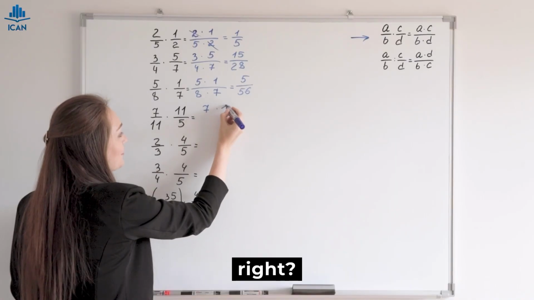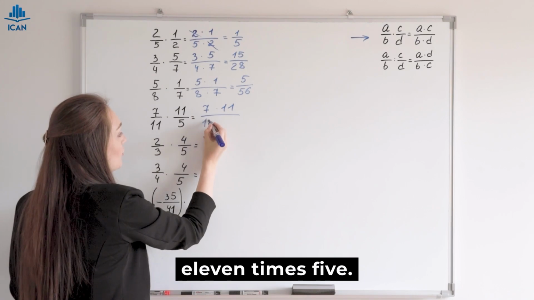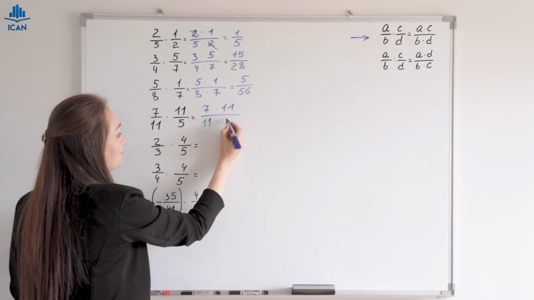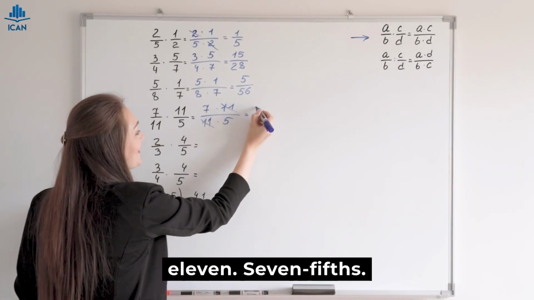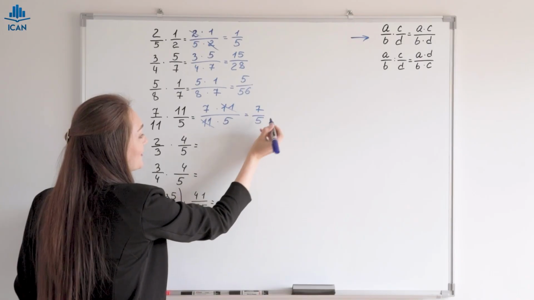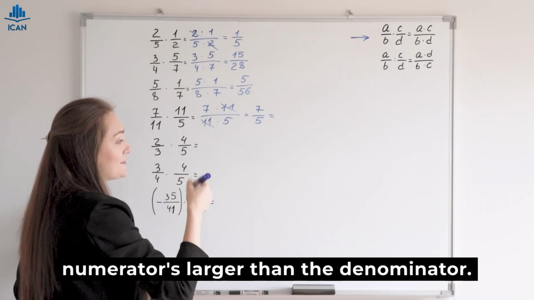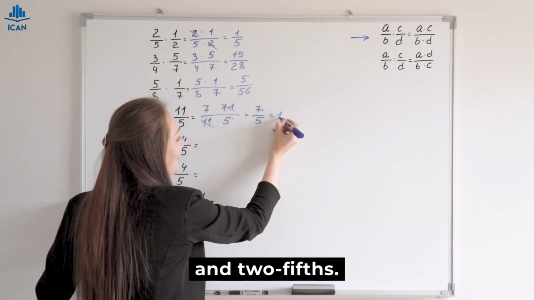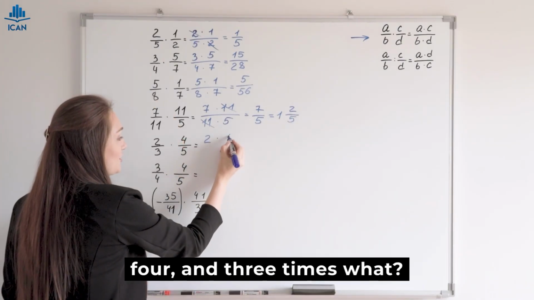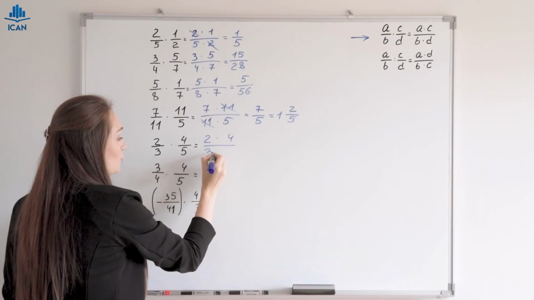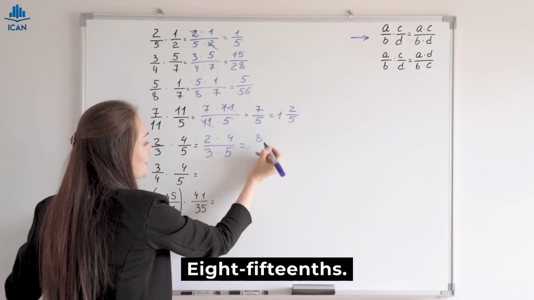7 times 11, right? 7 times 11 and 11 times 5. What do we simplify? We simplify 11. 7/5. We can simplify further since the numerator is larger than the denominator. We get 1 and 2/5. 2 times 4 and 3 times what? 5. Good. 8/15.